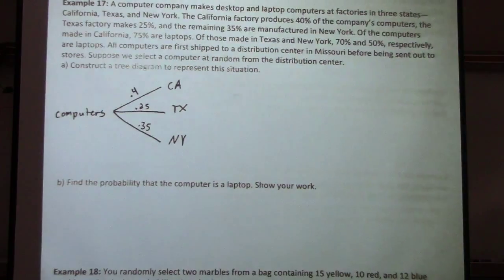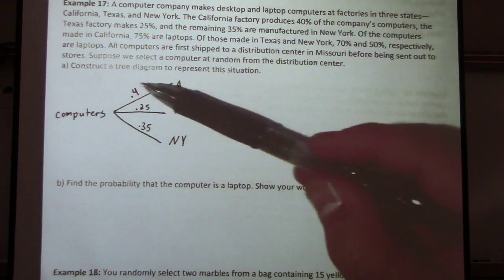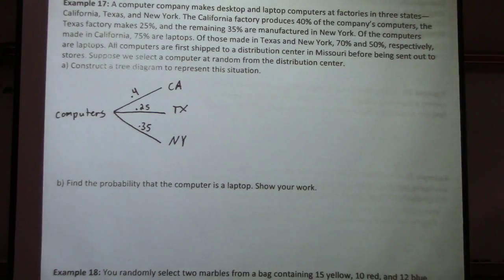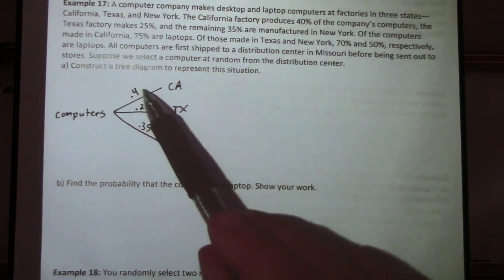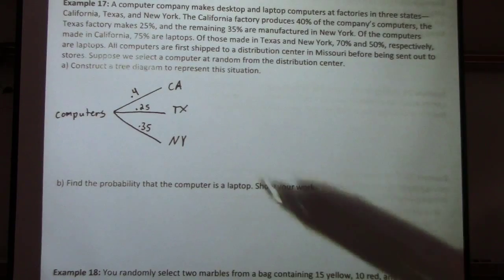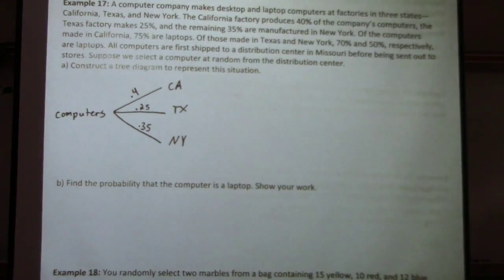And let me pause there. What do you notice about these 3 numbers? Yeah, the sum of these 3 numbers is 1. And that's because this accounts for 100% of the places these computers could have been manufactured.